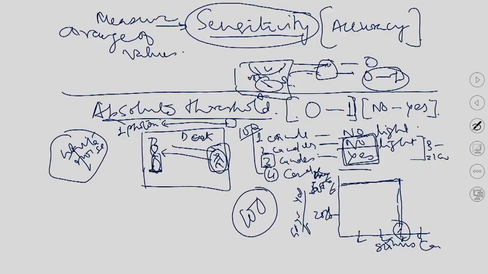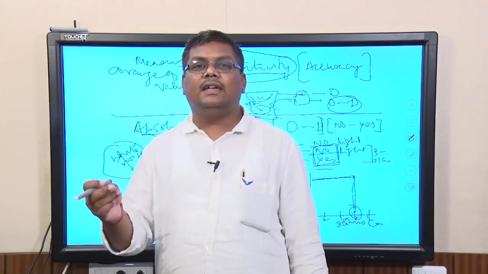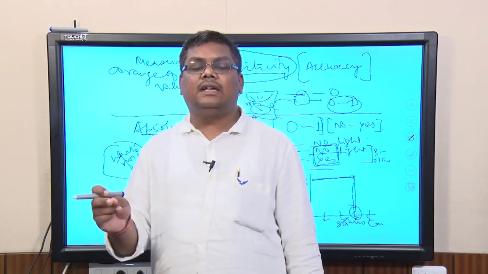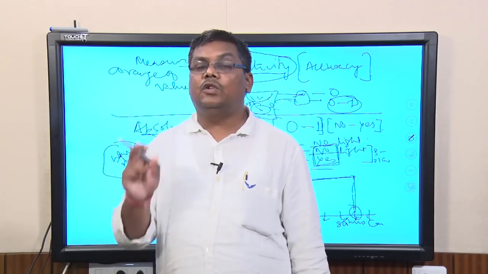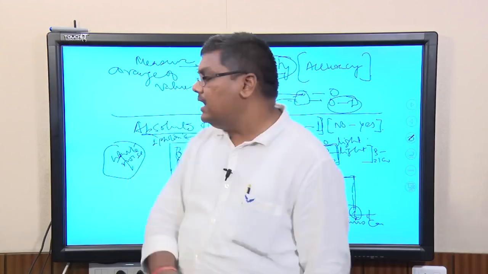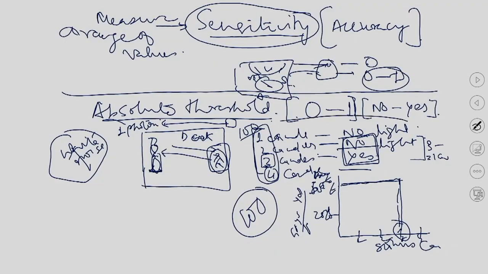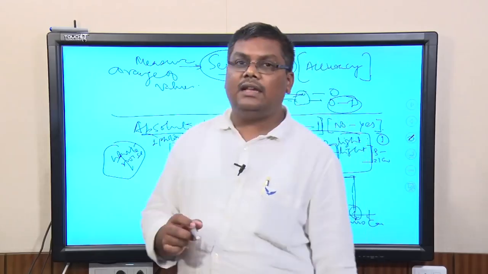So, for determining absolute threshold, I have to run this experiment. Now, how does this experiment run? First, I light one candle, the person says no. I light the second candle, the person says no. I light the third candle, the person says no. I light the fourth candle, the person says yes, I can see light. This comprises one trial. This is called one set or one trial.